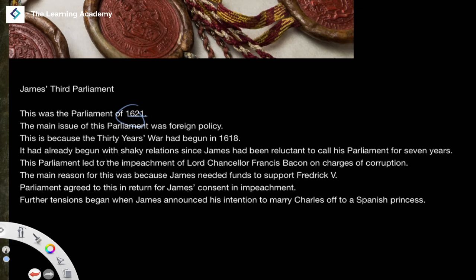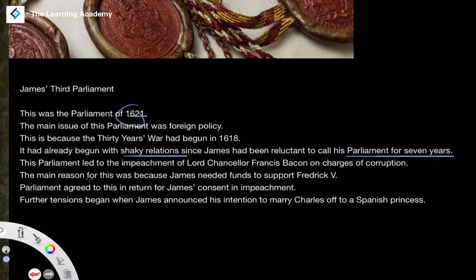effectively. And it already began with shaky tensions and some shaky relations, since James had been reluctant to call his Parliament for the last 7 years. So he had basically left them alone and kept them away from any kind of public office for 7 years. And only when the issue of foreign policy came into fruition that he came back and called Parliament in 1621.